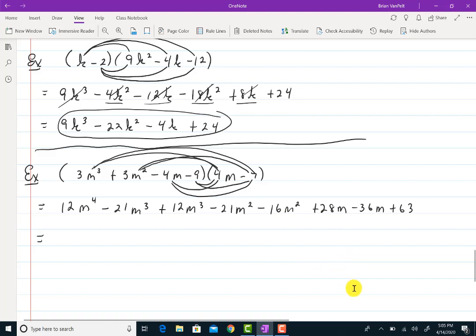Now let's go ahead and simplify by collecting like terms. I don't see any other m to the fourths except the first one. But for m to the thirds, I see a negative 21 and a positive 12, and I see no other m to the thirds after that. So I have negative 9m cubed. Now of the m squareds, I have negative 21 and negative 16. That's negative 37m squared. Then 28m minus 36m will be negative 8m. And then finally the 63 was on its own.